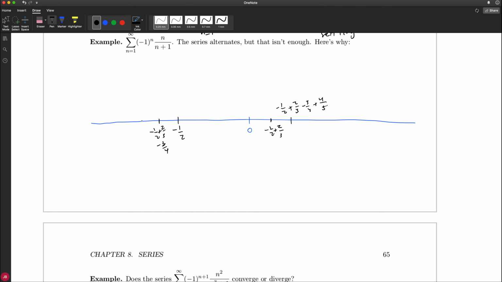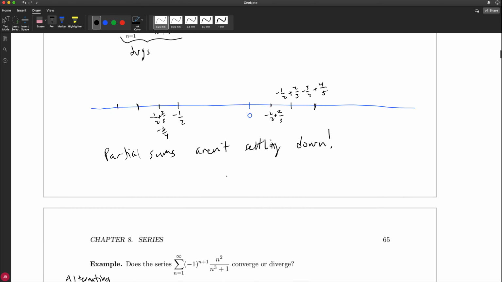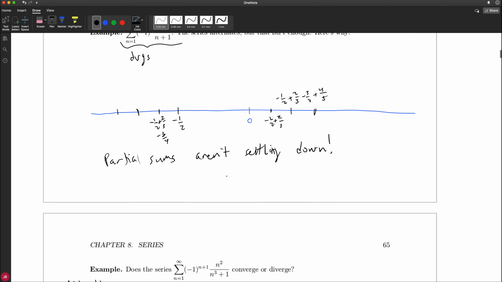And now the next one would be back here. The next one would be over here, then over here. And we see the partial sums aren't settling down. And so, in fact, this series here diverges, right? The partial sums are not settling down. Okay, in the next video, we'll go over more of the alternating series stuff from page 65.